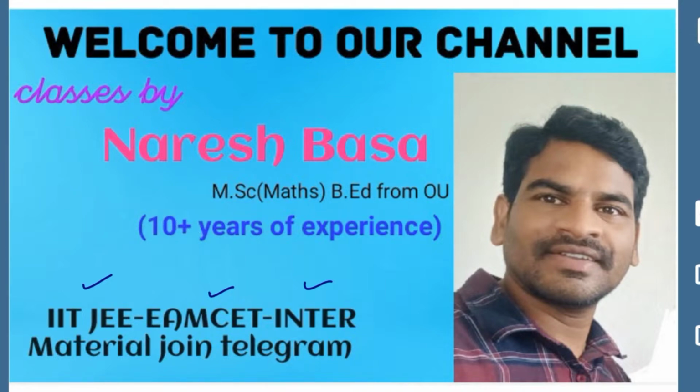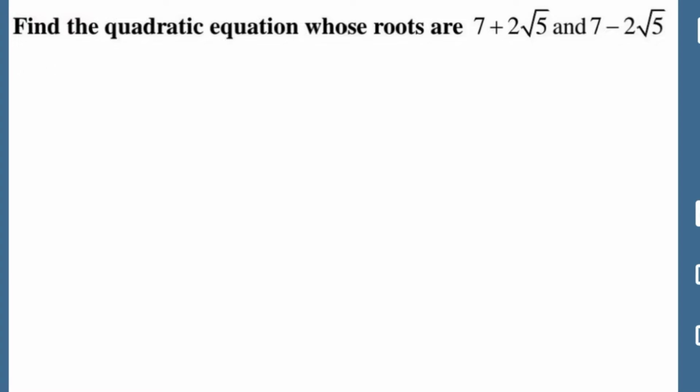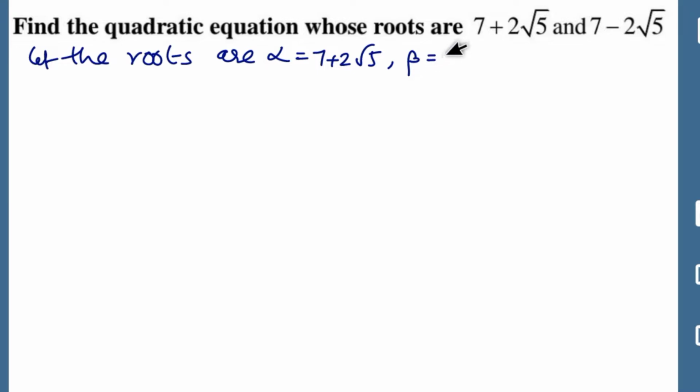Let's start the lesson. See first question: find the quadratic equation whose roots are given. So roots are given. Let the roots are, first one alpha 7 plus 2 root 5, second one beta 7 minus 2 root 5.